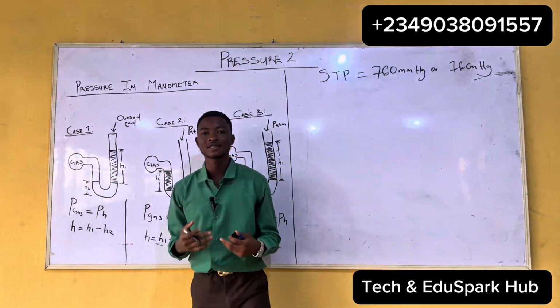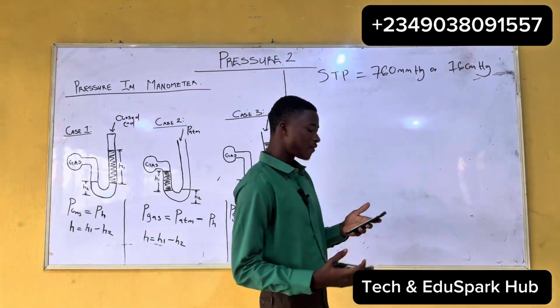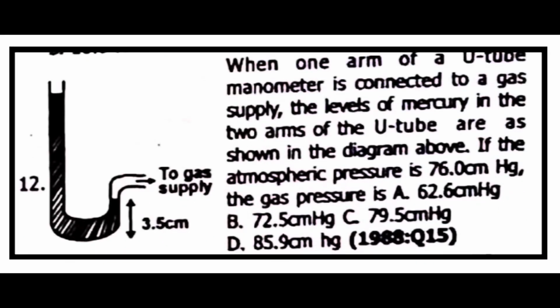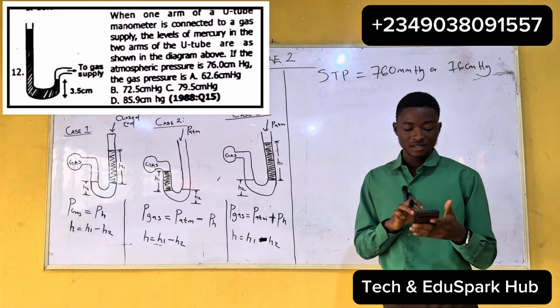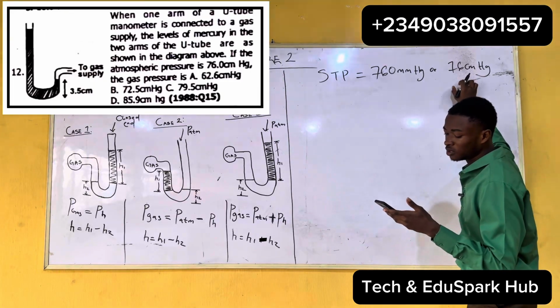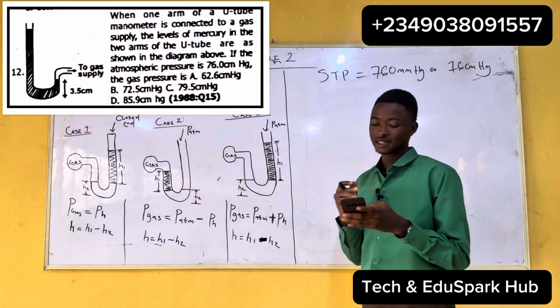So now let's look at examples under the pressure in manometer. The first example we have, as projected on the screen, says that when one arm of a U-tube manometer is connected to a gas supply, the level of mercury in the two arms of the U-tube are as shown in the diagram above. If the atmospheric pressure is 76 centimeter mercury, the gas pressure is... So in this case, you can see we are given the atmospheric pressure, which is 76 centimeter mercury. And looking at the diagram, we have the height of the gas column to be 3.5 centimeter.